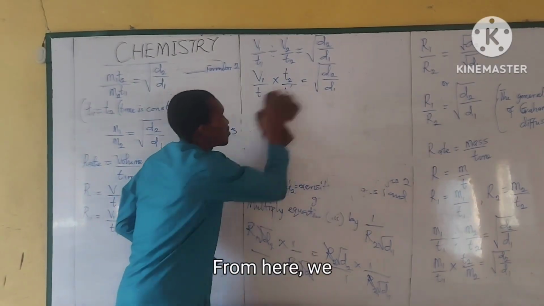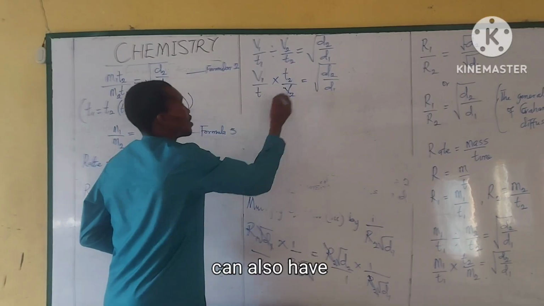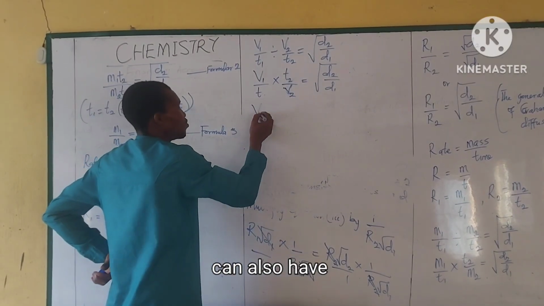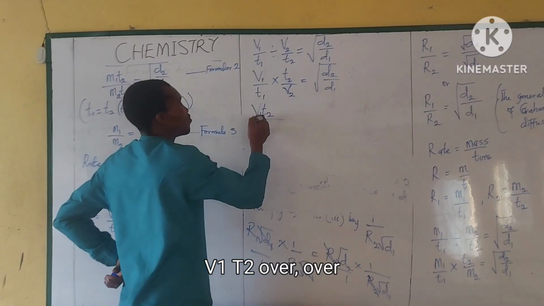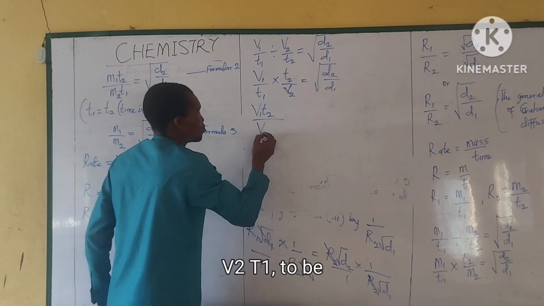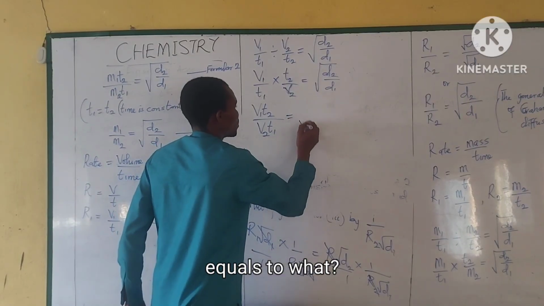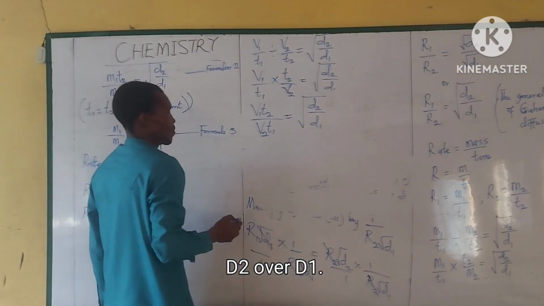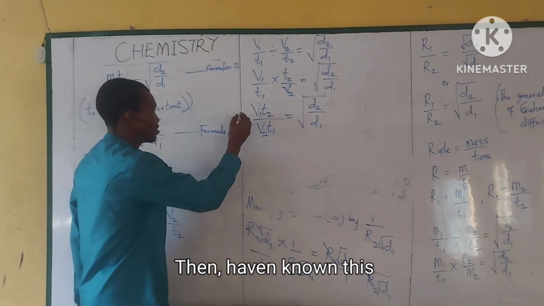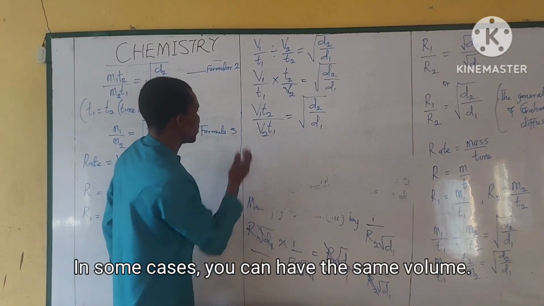From here, we can also have V1 T2 over V2 T1 to be equals to D2 over D1. Then, having noticed, in some cases, you can have the same volume.